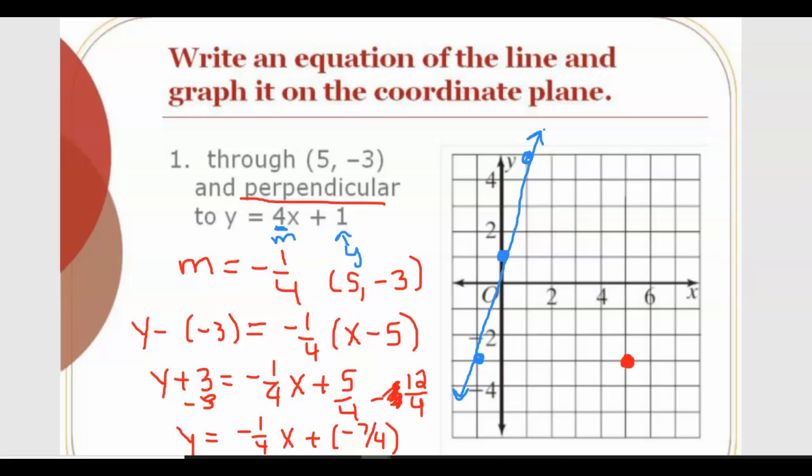So in order to graph the line nicely, we're just going to use our slope and our given point. So you'll plot that point 5, -3, and then you could go down 1 and right 4, or up 1 and left 4.